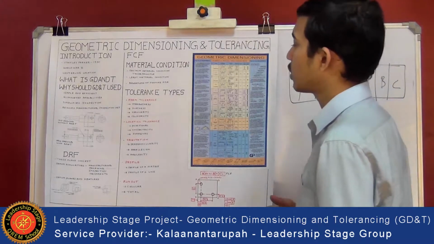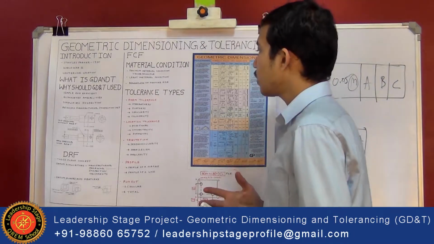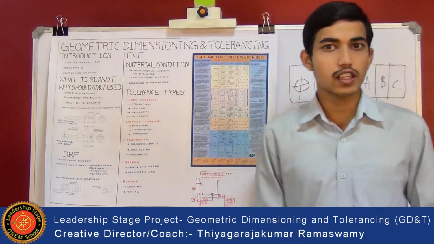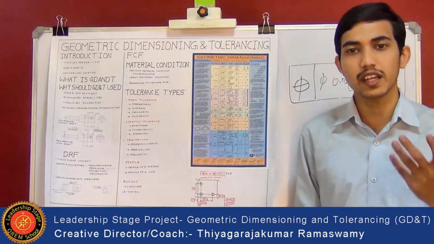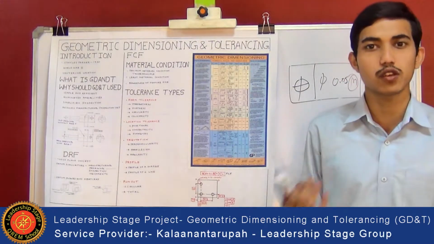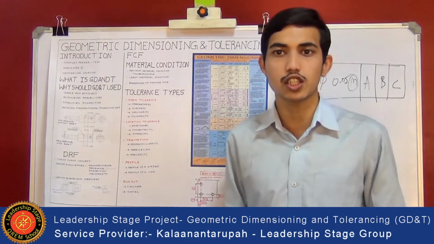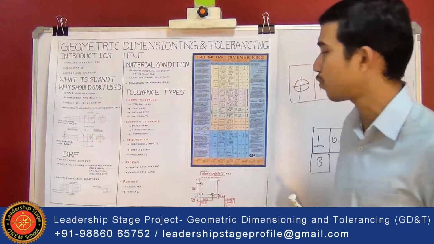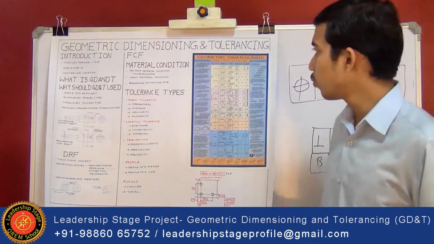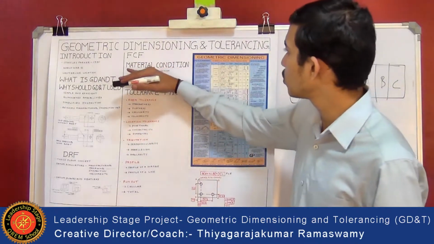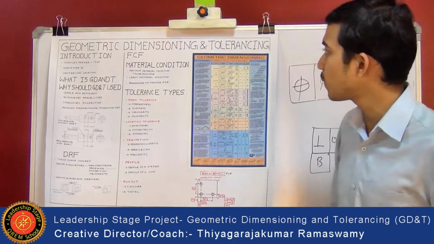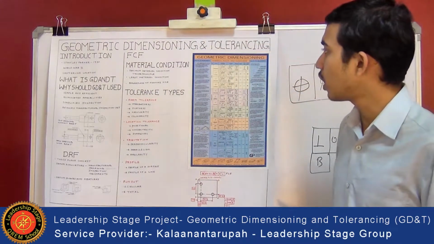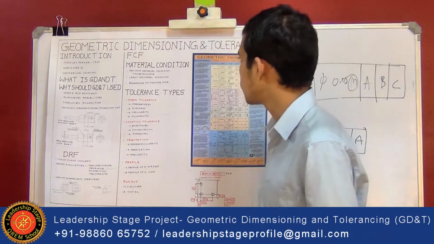Then material condition. The datum features include features which have a size tolerance, or size condition or material condition, which can be varied from MMC to LMC. That means maximum material condition to least material condition. It is represented in the feature control frame. Then it is classified into three types. That is MMC, maximum material condition, LMC, least material condition, and RFS, that is regardless of feature size.